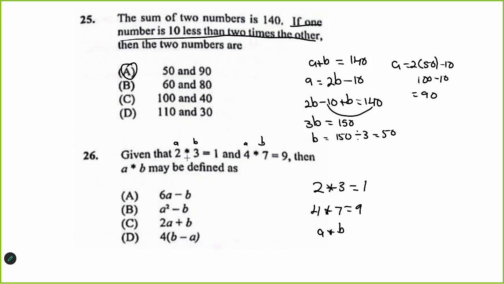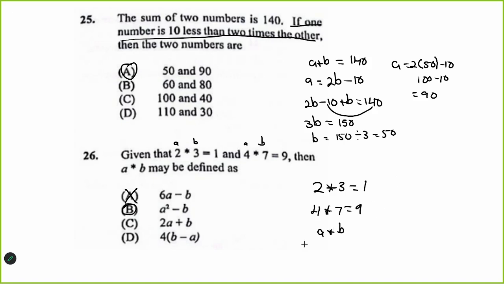Let's see. 6 2s are 12. 12 minus 3, you're not getting 1, so it can't be this. 2 2s are 4, minus, that's 4 minus 3 is 1. So it does work for the first one. 4 4s are 16. 16 minus 7 is in fact 9. So the answer for this would be B.